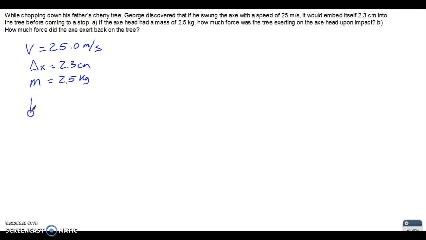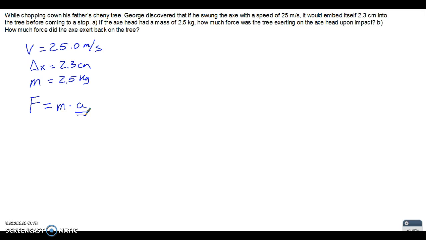All right, so we want to find the force on the axe head upon impact. Well, we need to find the acceleration. That's how we find force. Force is mass times acceleration, and we need acceleration. We've got mass, but we have v and we have x.